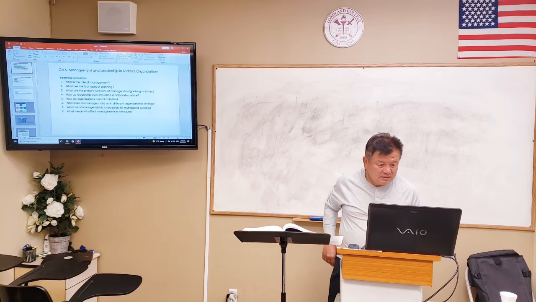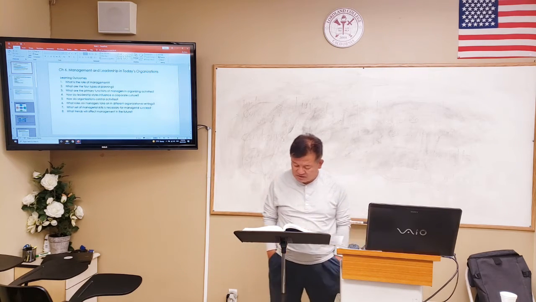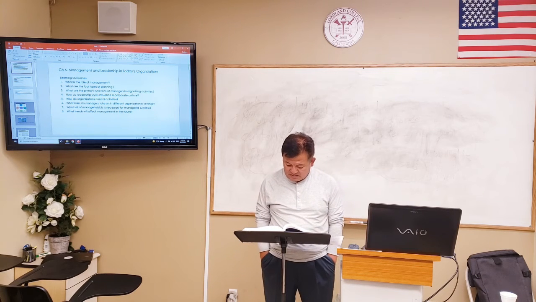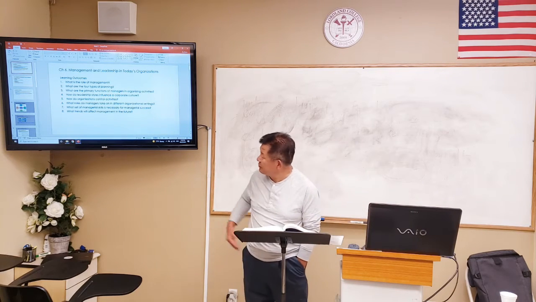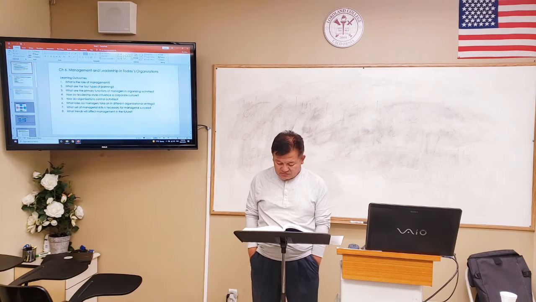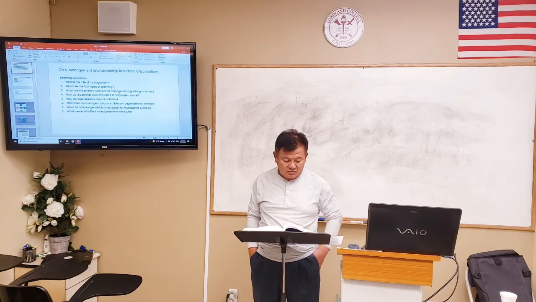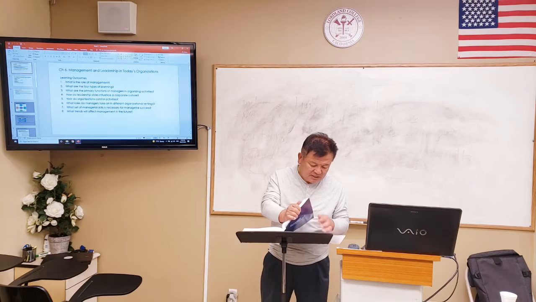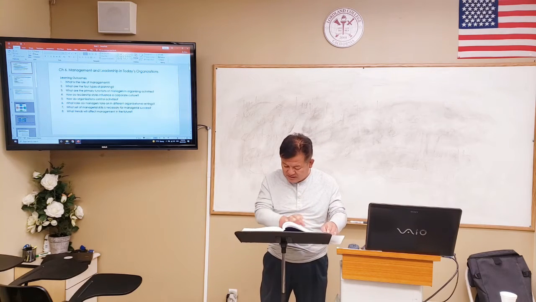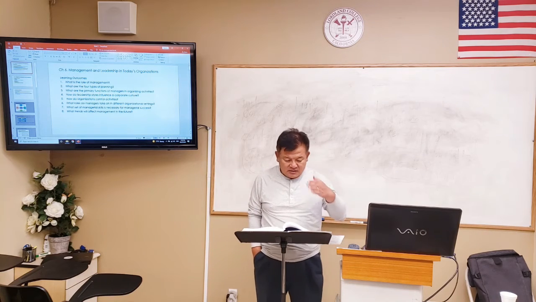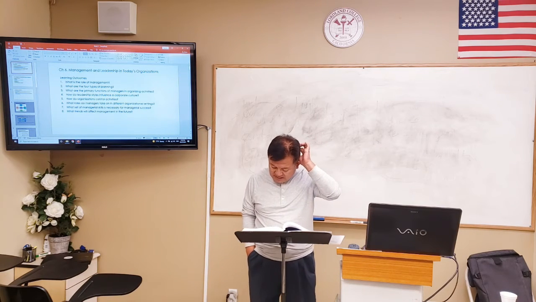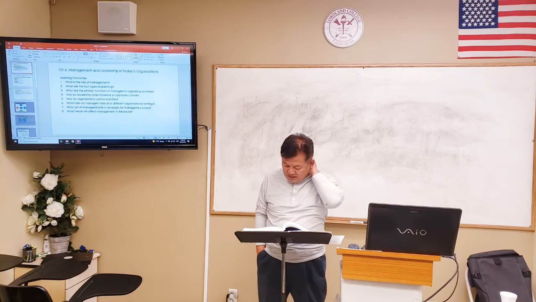This chapter also has learning outcomes. I will briefly review them. First, what is the role of management? What does management mean? And second, what are the 4 types of planning? We have defined planning, and then there are 4 kinds of types of planning.